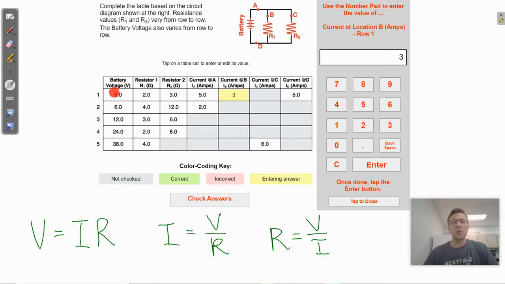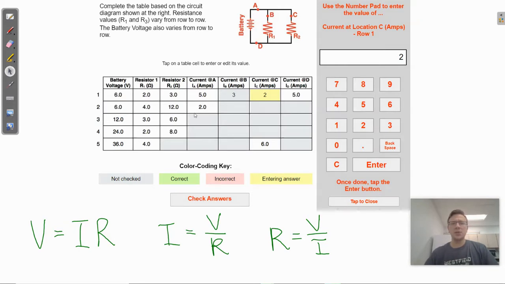6 volts is dropped across R2, divided by 3 ohms of resistance at R2. That is going to give us 2 amps of current. And these two numbers here, 3 plus 2, does equal 5, which should be correct. Okay, so we'll move on to the next one now.